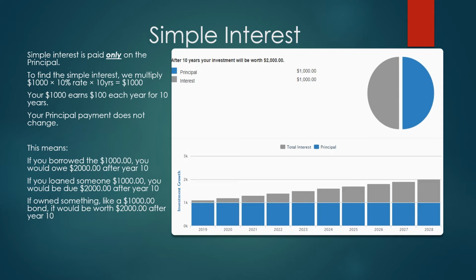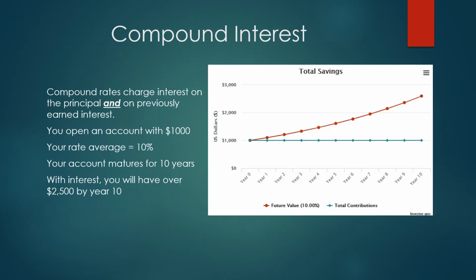And then, of course, there's compound interest. These are rates that charge interest on the principal and on previously earned interest. So what does that mean? If you have an account, just like with the simple interest, with $1,000 and 10% added to that account, and you didn't put any more money in that account over the course of the years, your account will mature after 10 years or however you have it set up. After that 10-year period, you'll have about $2,500.